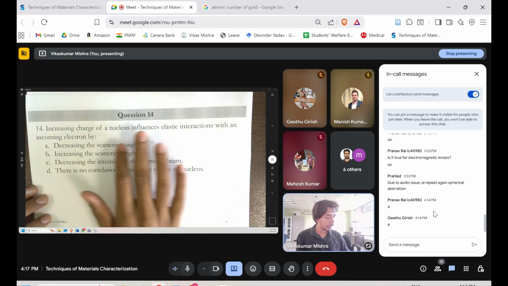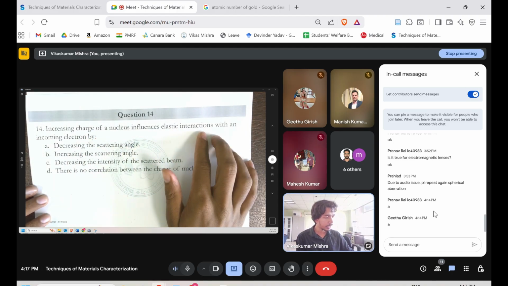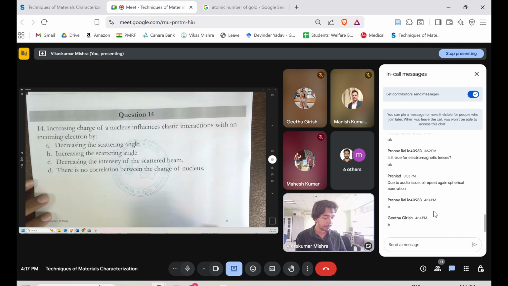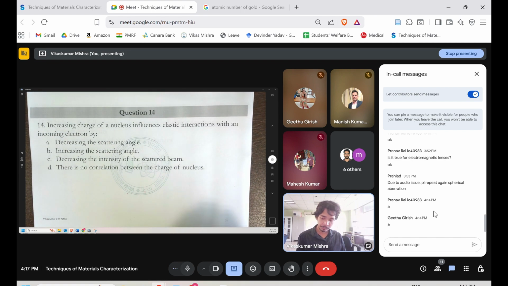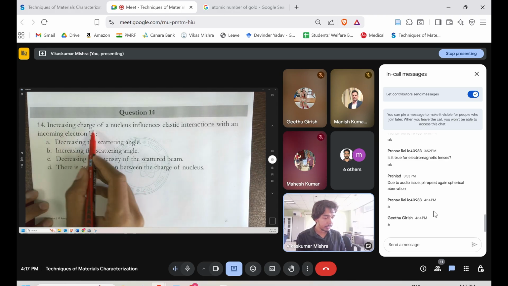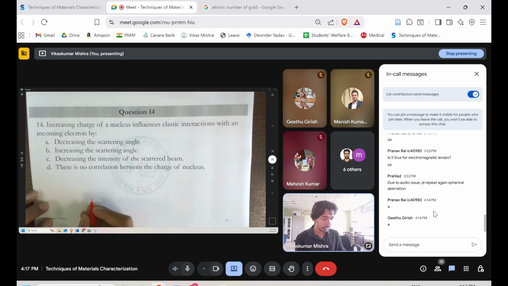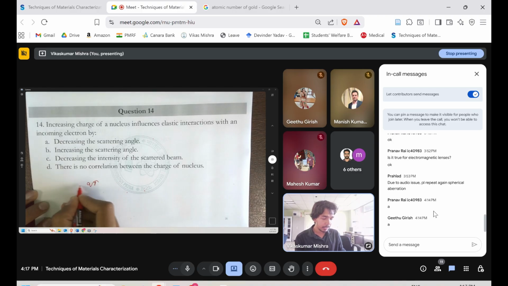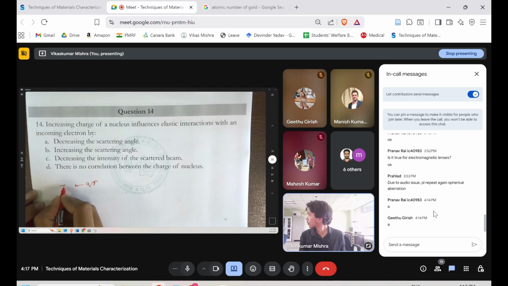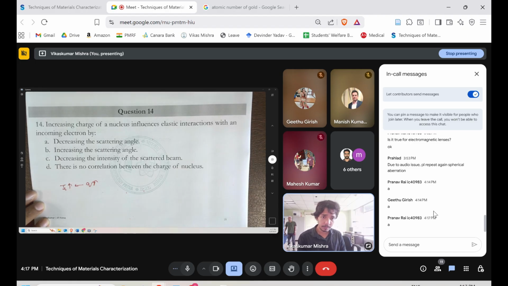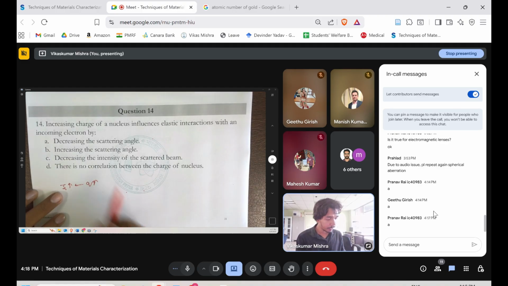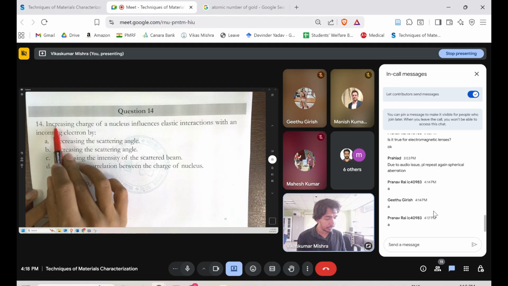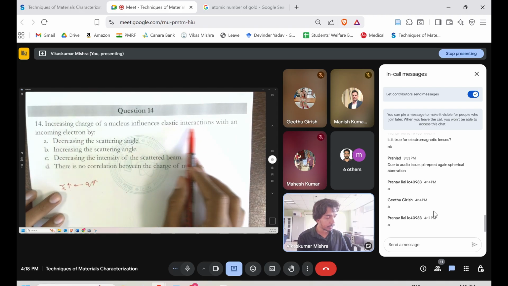Increasing charge of the nuclei influences the elastic interaction with an incoming electron by... you are increasing the charge of the nucleus, that is, you are increasing the Z. Okay, so what do you think? Among these, which one is the right answer? Okay, so the answer is A: decreasing the scattering angle.